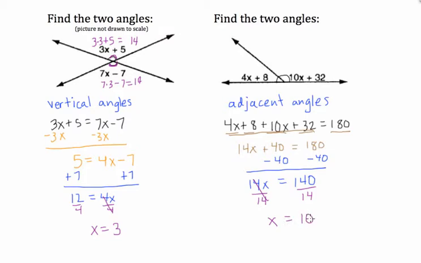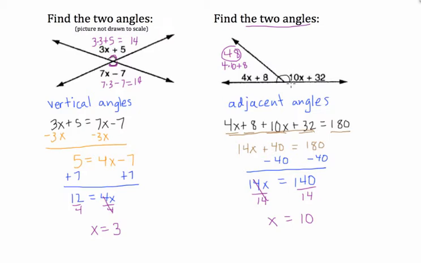X equals 10. Okay, so x equals 10, that's not the end of my problem though, because I'm supposed to find the two angles. So if I know x is 10, I just sub a 10 in for x. 4 times 10 plus 8. 40 plus 8. This angle is 48.